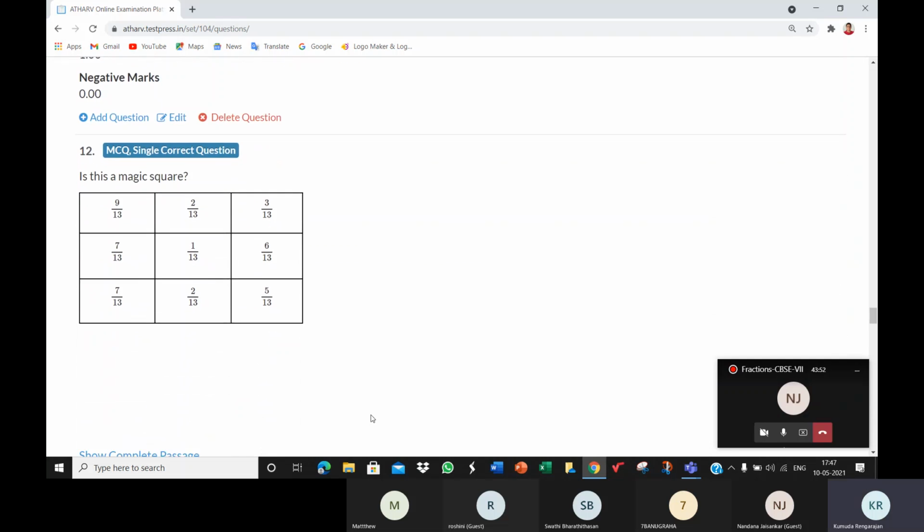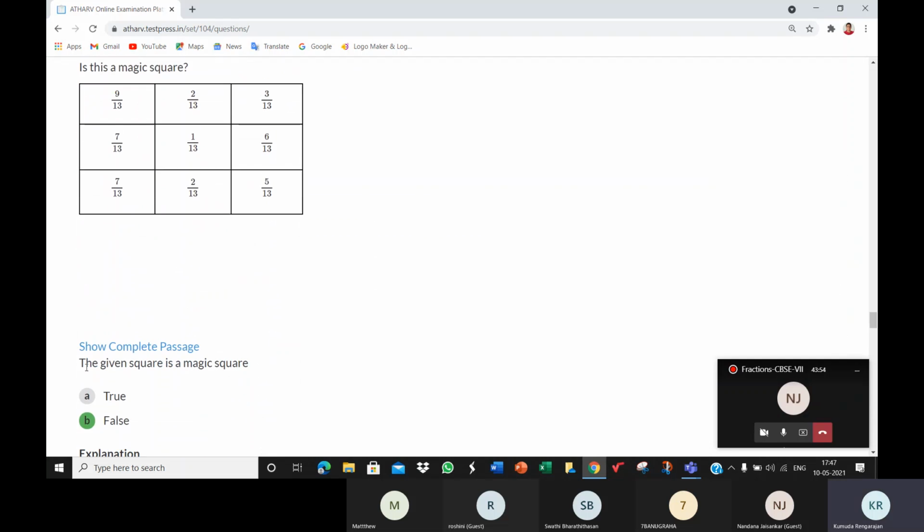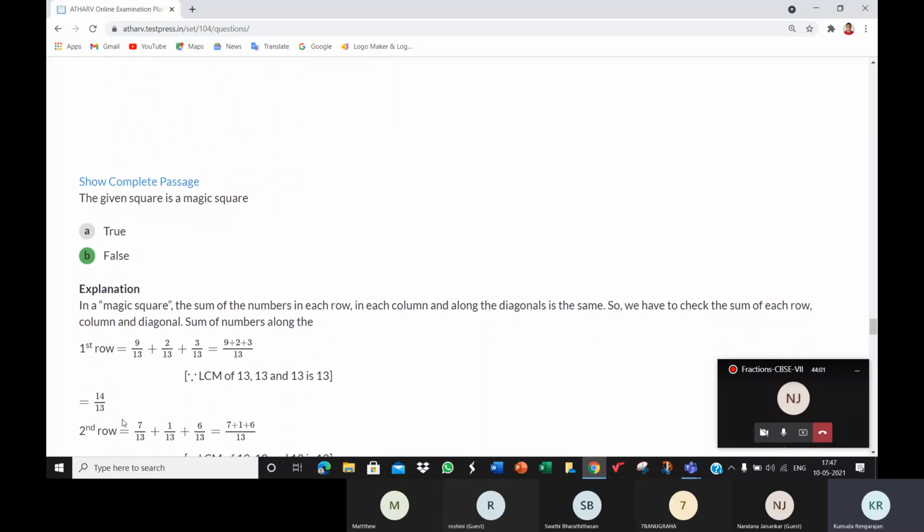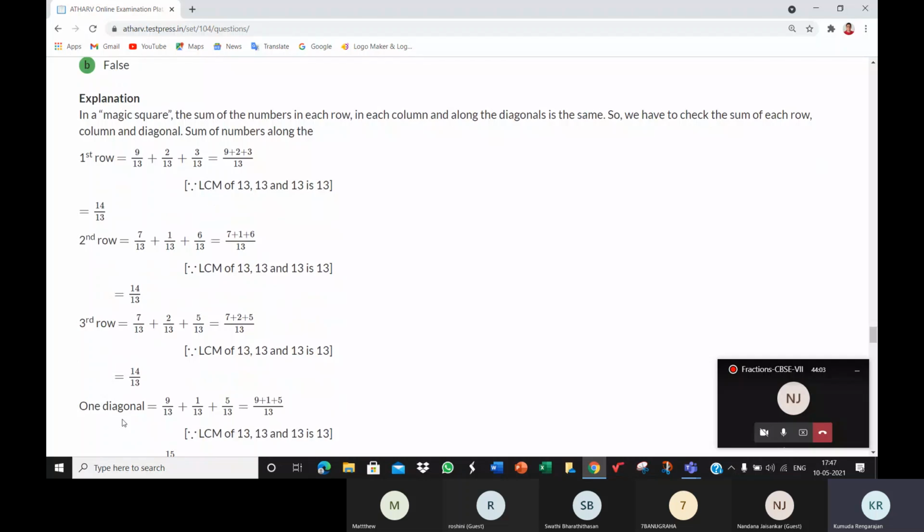Now the final question. The given square is a magic square. Is it a magic square? No, false. No, ma'am. It's not a magic square. Let's see the explanation here.